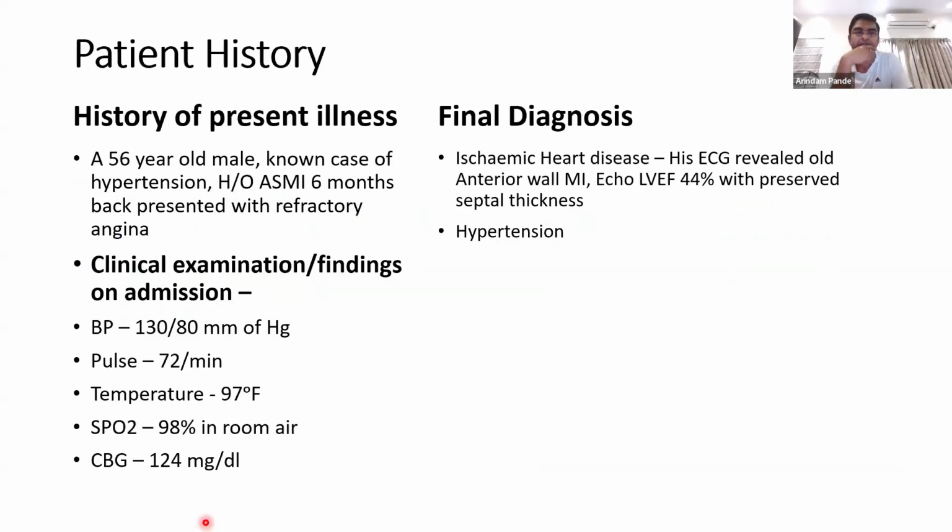Again, this was a male patient, 56-year-old, history of MI 6 months back. Not a very old MI, vitals stable, ejection fraction 44%. He was having significant post-MI angina. So we planned for revascularization.